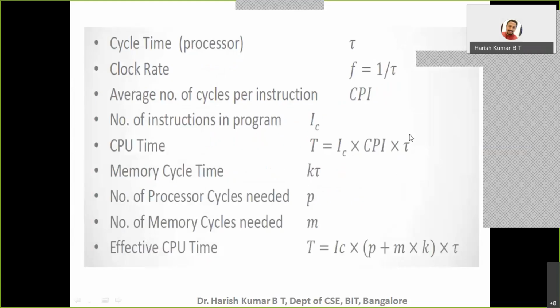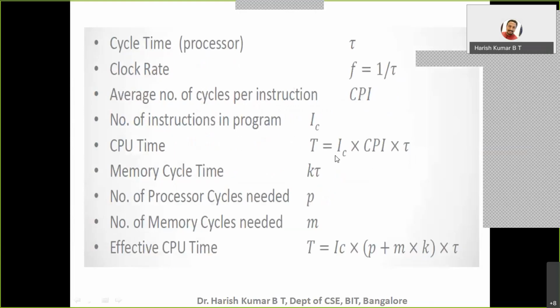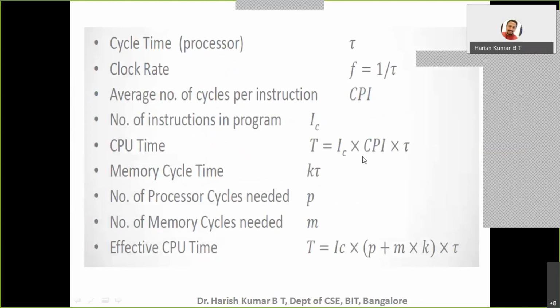Now, from this equation you can always find tau. What is one cycle time? You can always find it. So tau is equal to IC by CPI into T by IC into CPI. Now the MIPS rating is IC by T into 10 raised to 6. IC by T can be written as F by CPI, so IC by T is equal to F by CPI into 10 raised to 6. Because tau can also be written as 1 by F, if I remove this, it is IC into CPI by F, because F is equal to 1 by tau, or tau is equal to 1 by F, because they are inversely related.